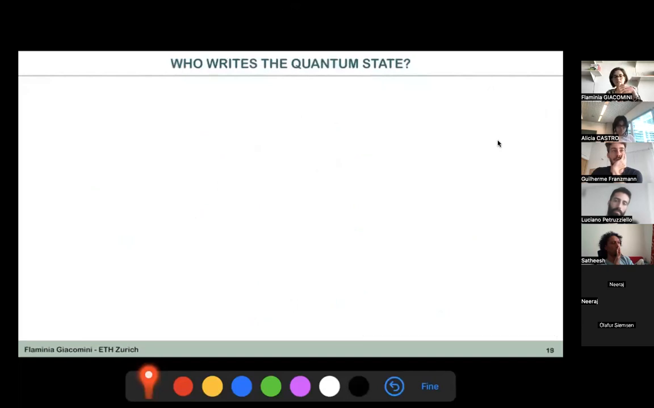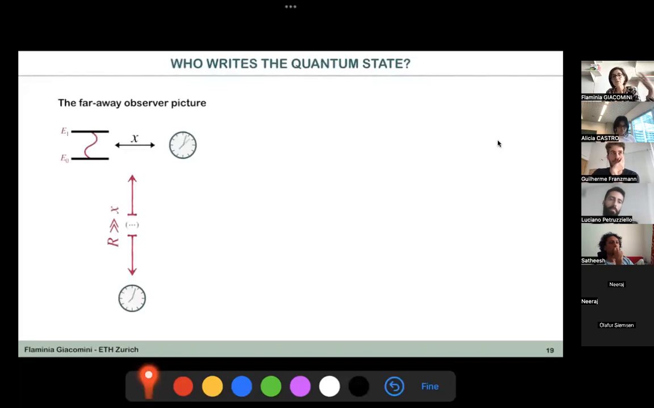Now, maybe we can do a break just after this slide to ask other questions. But another typical quantum information question is: who writes the quantum state? Whenever we have a quantum state, we always assume that there is some agent, some observer who can actually write down this quantum state, for whom this quantum state is meaningful. So whenever we talk about these clocks that are in classical or non-classical spacetime, interacting with one another, who is it that can actually see that quantum state? And the answer that we usually give is that there is always a faraway observer picture.